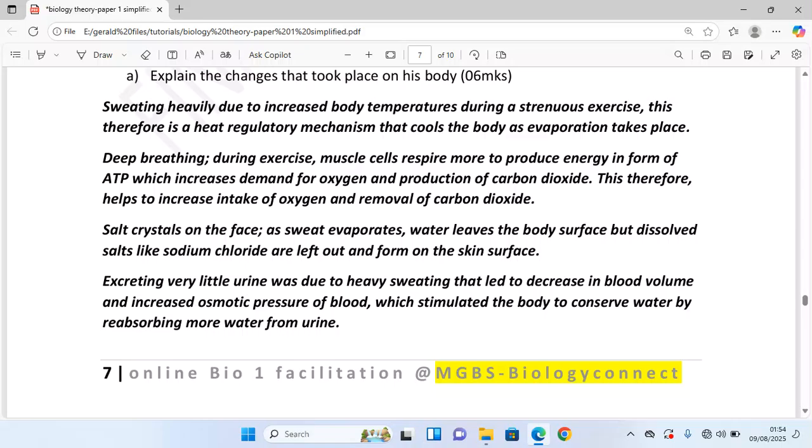Then here, excreting very little urine was due to heavy sweating that led to decrease in blood volume and increased osmotic pressure of blood, which stimulated the body to conserve water by reabsorbing more water from urine. It's what we are saying, that due to excessive sweating, the amount of water in the body is reducing, which is making blood and other fluids in the body so concentrated, and that raises the osmotic pressure.